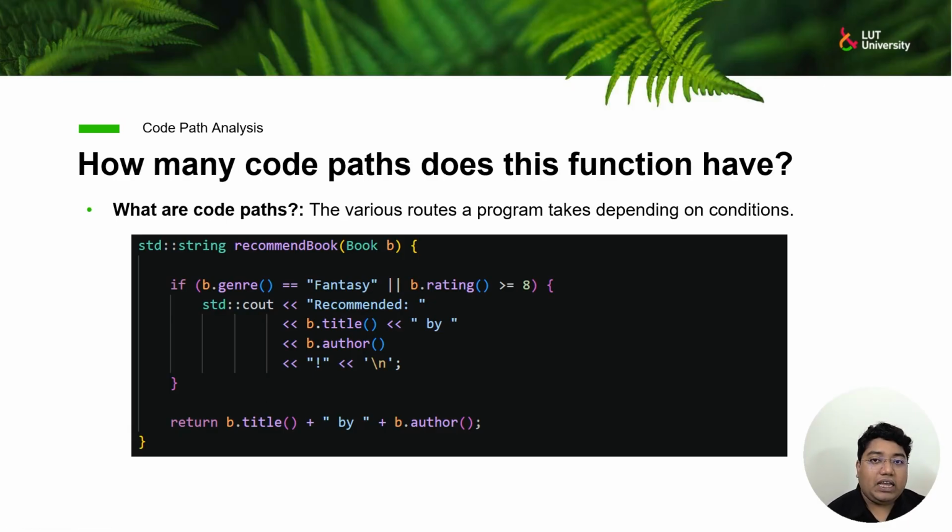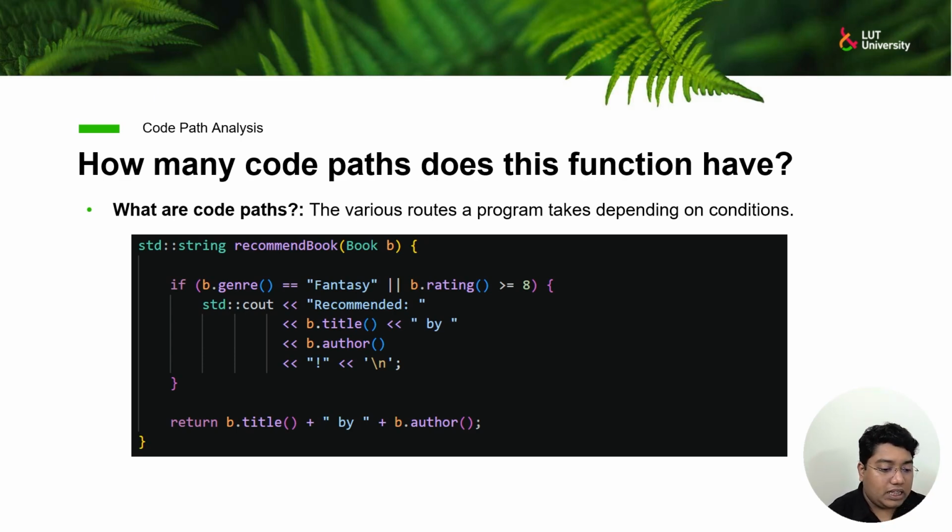So what exactly is a code path? A code path is simply one possible route the program takes while executing a function. Think about driving to campus. You have one destination, but there might be several different routes depending on traffic or road closure. Programs work the same way. Whenever there's an if statement, a loop, a function call, or an exception, execution may follow different routes.